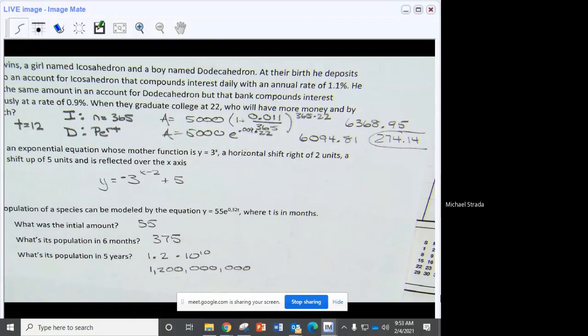I just want to check my math on that. 55e.32 times 6 months. Yep. And then 55e.32, 5 years would be 60 months. Yep. There you go.